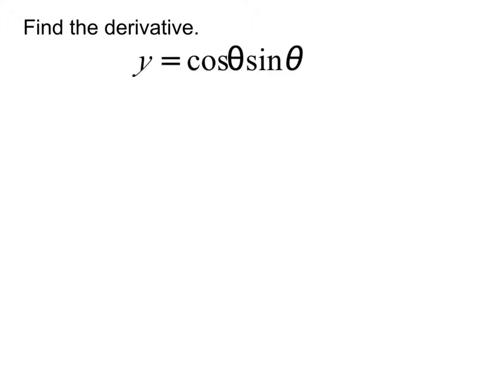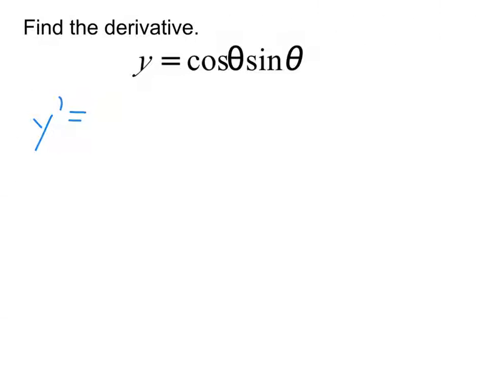Next problem. Let's find the derivative of cosine theta sine theta. All right, now in this situation, I know I'm looking to find the derivative, so I'm going to end up with a y prime equals here. And I've got cosine theta times sine theta. Yes, I am going to need to use product rule here. And so, let's go ahead and start applying product rule.